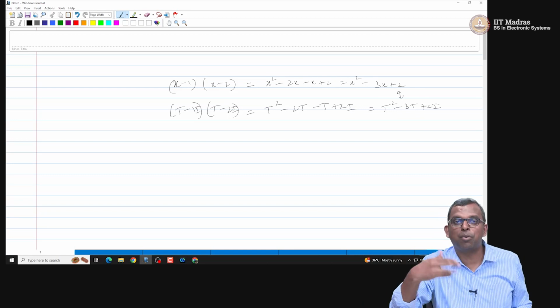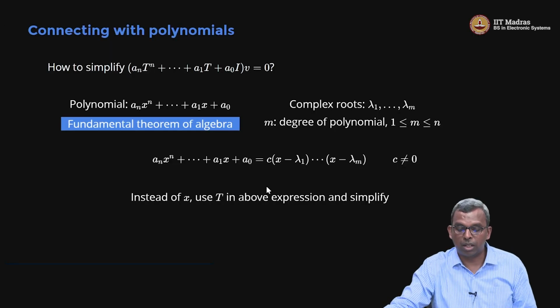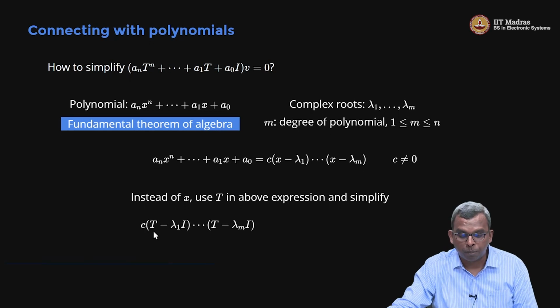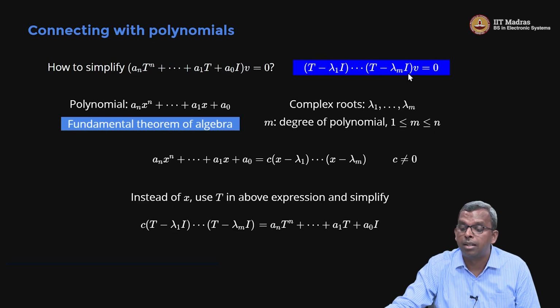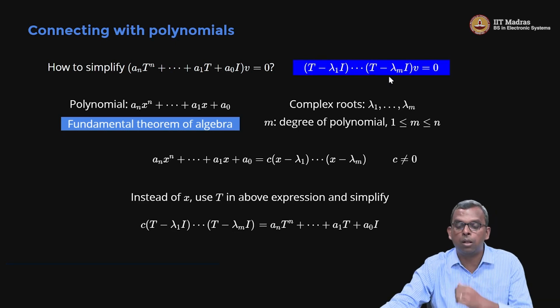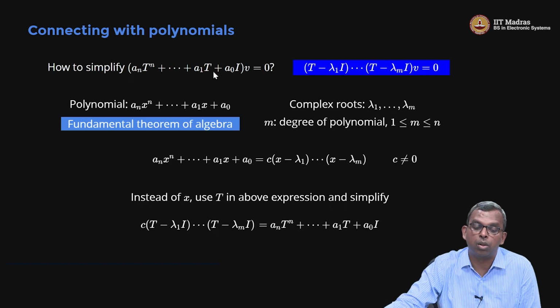So now we can imagine any number of multiplications will respect the same thing. It doesn't matter whether you use x here or T here: c times T minus lambda 1 I up to T minus lambda m I. This will become the same form as here with x replaced with T. So you can see how this happens very easily, right? So how do I simplify this? This equal to 0 is the same as T minus lambda 1 I, dot dot dot, T minus lambda m I, applied to v equals 0. A bunch of products of matrices became equal to 0 instead of one big ugly polynomial.